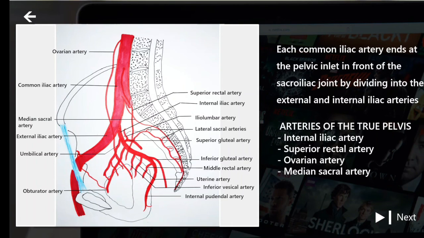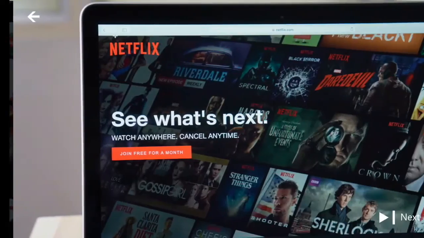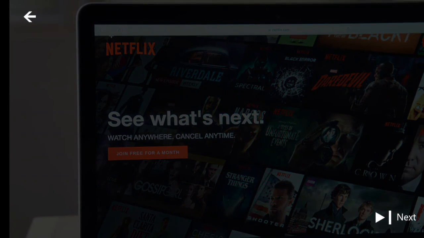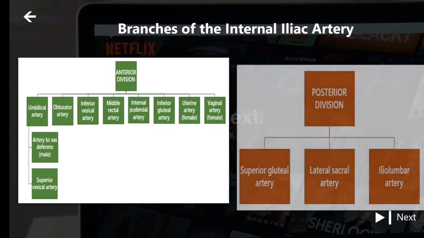The median sacral artery is a small artery that arises at the bifurcation of the aorta. It descends over the anterior surface of the sacrum and coccyx. Here is the summary of the branches of the internal iliac artery.